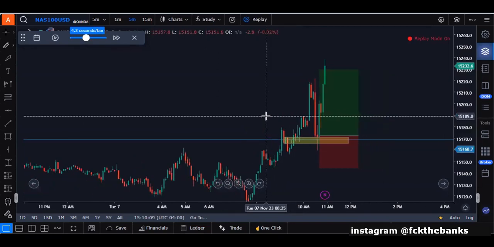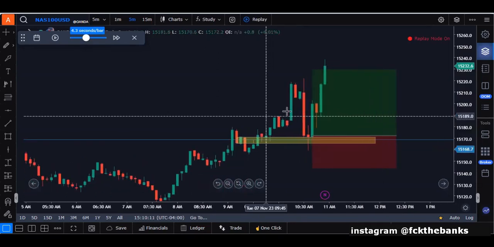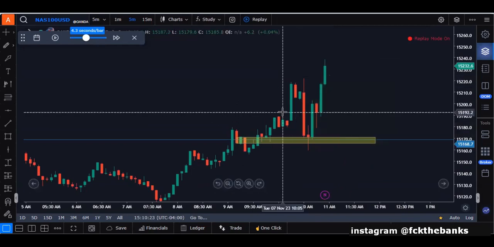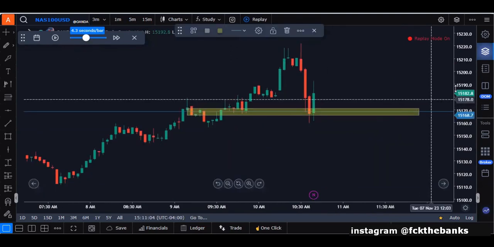It's rule based. Okay, and now I'm going to show you how you can trade this while being a little bit more conservative. Like I like to trade based on candlesticks. Okay, so let me show you how you could have traded this.